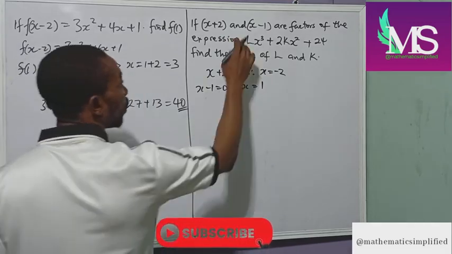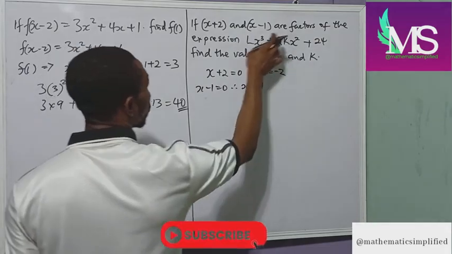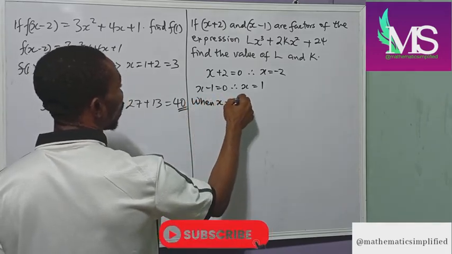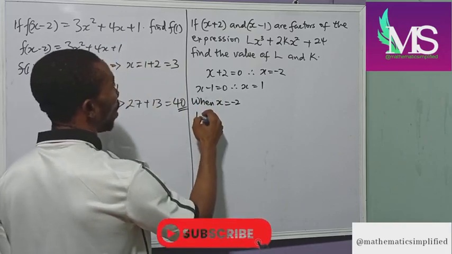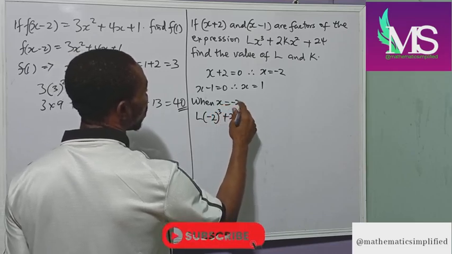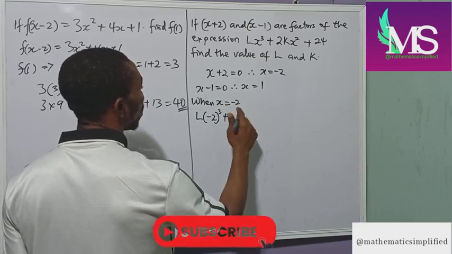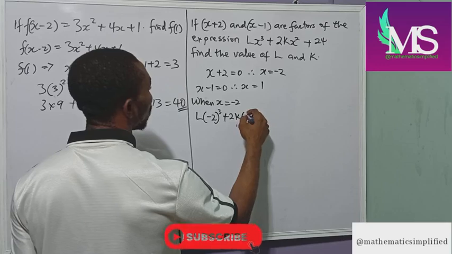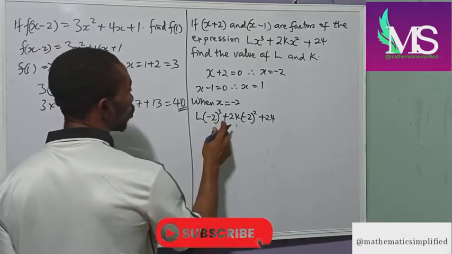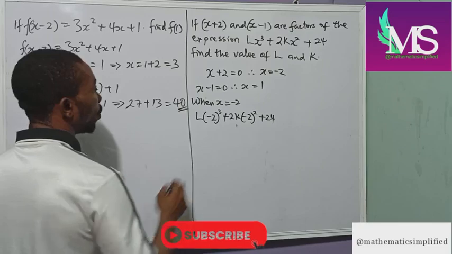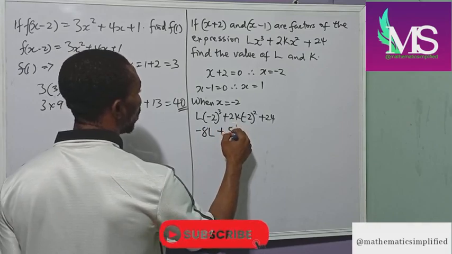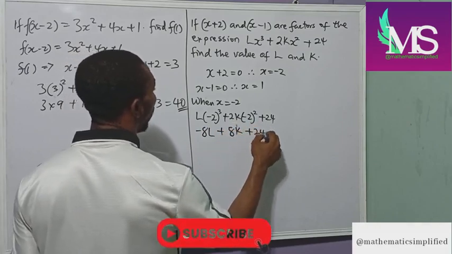So, we'll substitute the values of x, when it's minus 2 and when it's 1, into this expression. So, let's go. When x equals minus 2, what do we have? L bracket minus 2 cube plus 2 bracket 2k bracket minus 2 squared plus 24. So this will give us minus 2 cube will give us minus 8L plus 4 times 2, 8k plus 24.